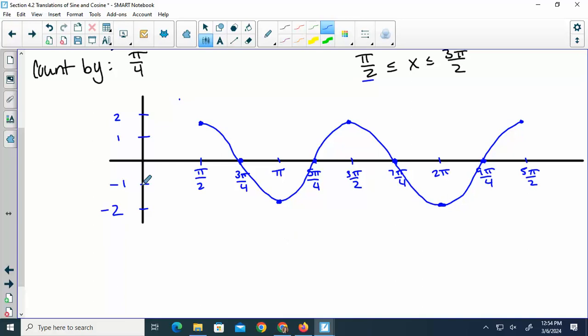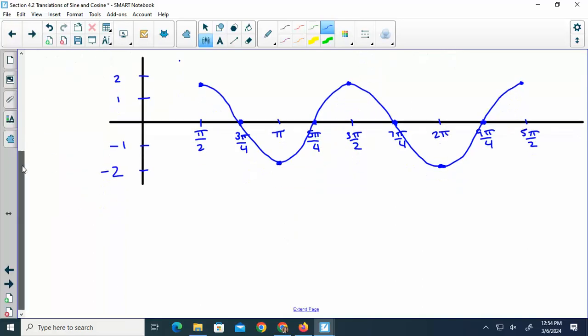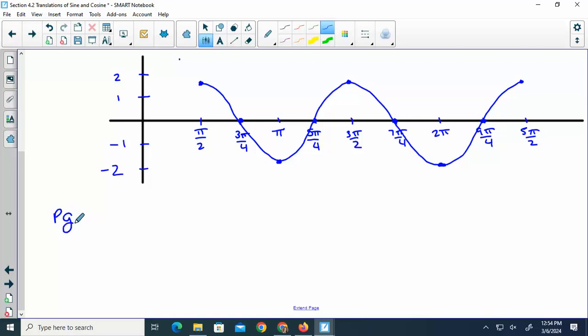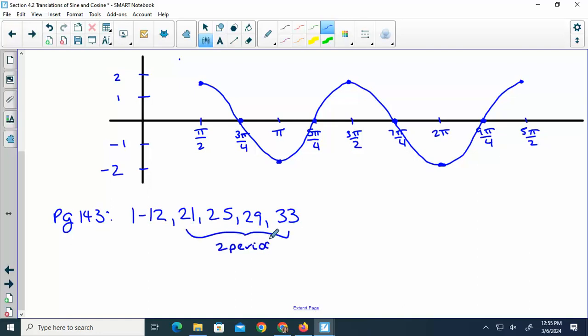So yesterday I gave you some problems, page 143. 1 through 12, those were all matching. 21, 25, 29, and 33. Those are drawing graphs. I think your directions on some of them, the first couple, say draw between negative 2 pi and positive 2 pi. You don't have to do that, just do 2 periods on those. And then the last two from yesterday were writing equations.